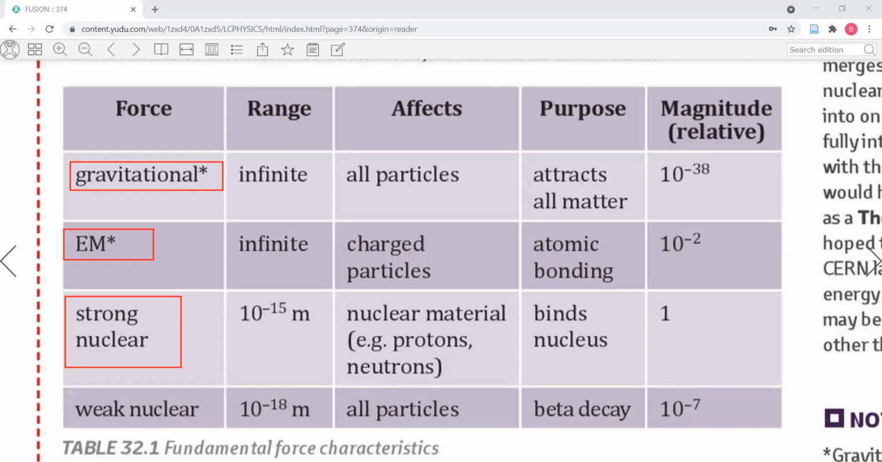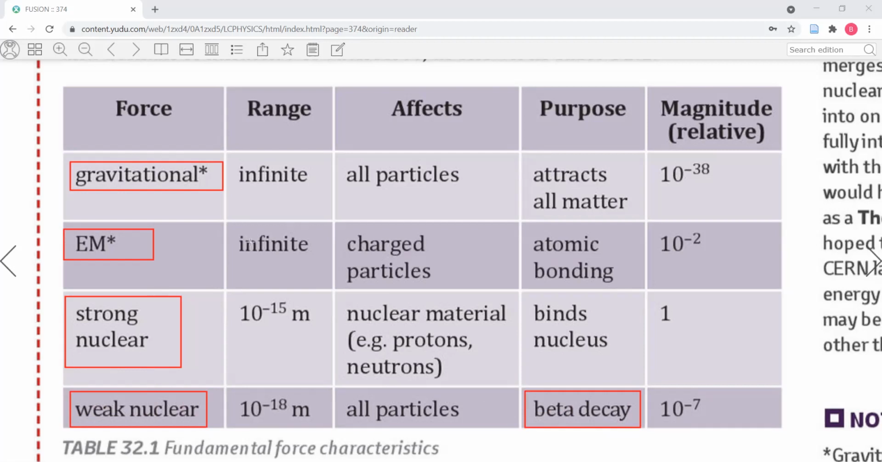The weak nuclear force, we'll discuss when we look at beta decay. That's the process where a neutron releases an electron and turns into a proton. The weak nuclear force regulates that type of decay. So you don't need to learn any of these numbers off by heart, but you should have a good idea of what's in this table.